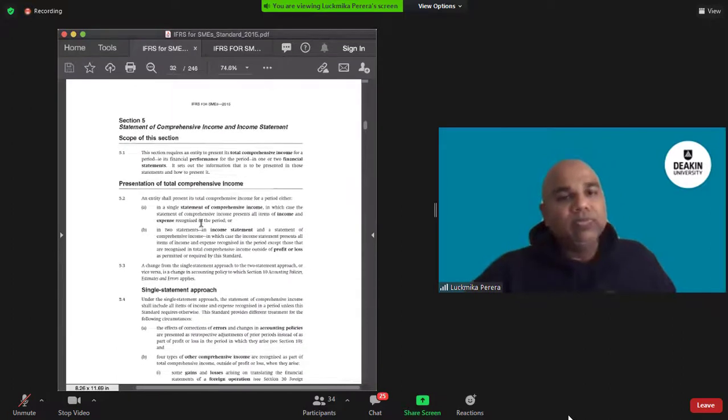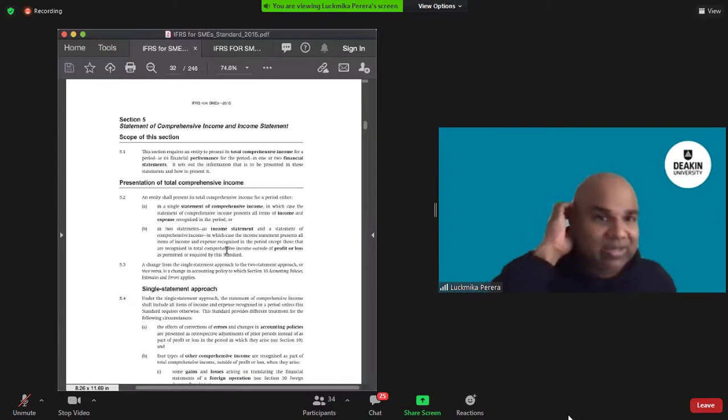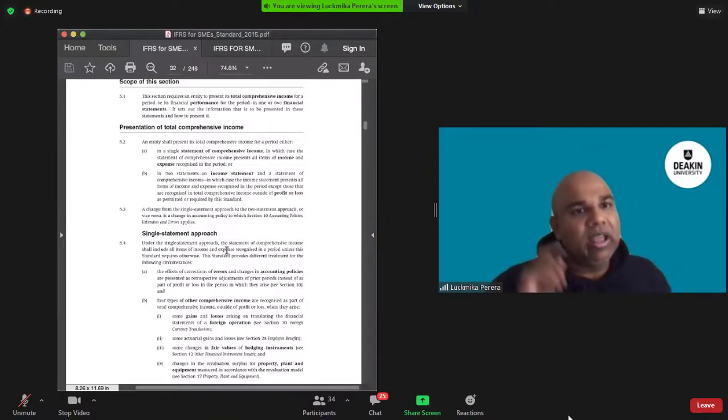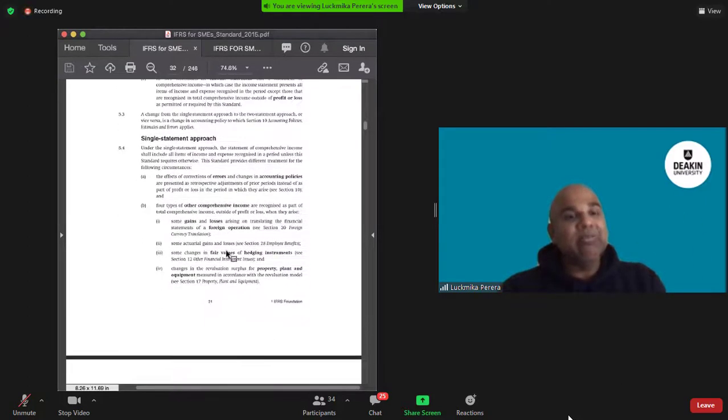So the next one that we are going to look at is the statement of comprehensive income, or what we call the income statement. So the income statement, in terms of its presentation, is a single statement of comprehensive income, in which case the statement of comprehensive income presents all items of income and expenses recognized in the period. I would prefer to go with that definition. I'm not going to touch too much on the income statements for individual areas, because that's not as relevant to an SME as it is to a large organization. Okay. Single statement approach is considered the best way to go.